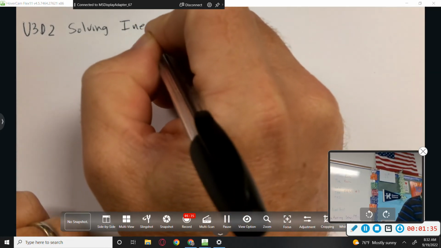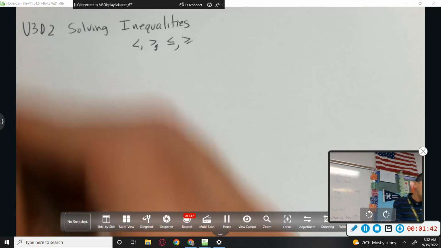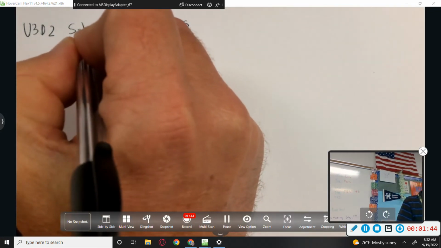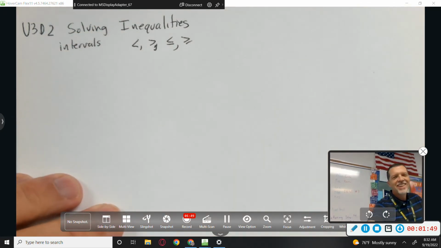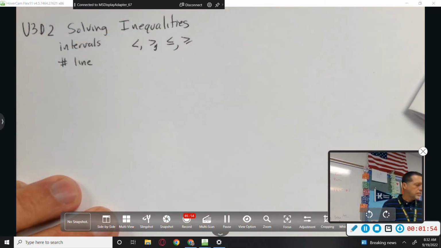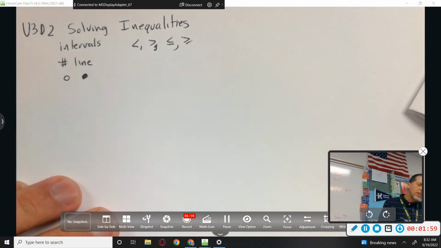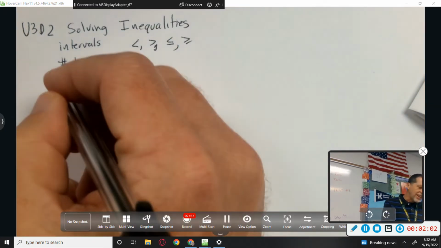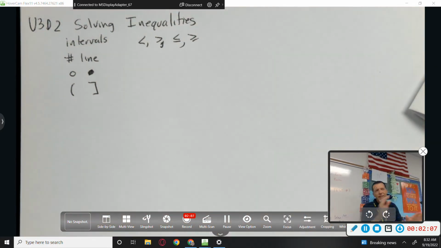The less than or greater than stuff. And then when we solve them, that means our answers are in intervals. And we have to put them on the number line. So we're thinking about open circles versus closed circles. And that kind of leads to parentheses versus brackets. So all of that stuff you kind of know. Maybe you know it really well, but you've certainly seen it before.